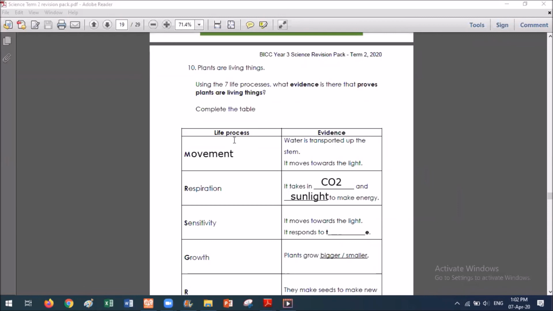So we know that movement is the life process. The evidence is water is transported up the stem. And we also know that it moves towards the light. Respiration. We know that a plant takes in CO2 and sunlight to make energy. So all of these questions are to do with plants. So this is going to be your homework, guys, okay?